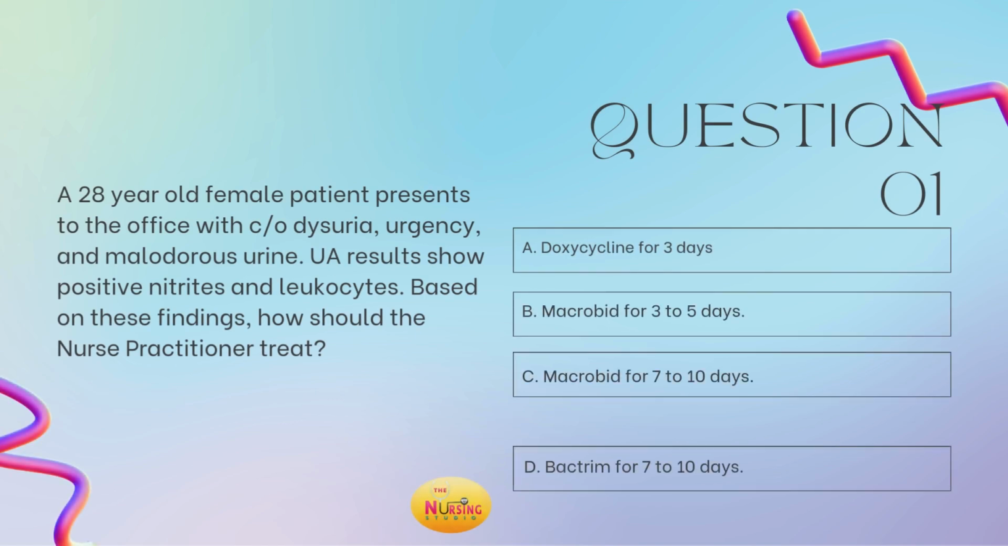Question number 1 states, a 28-year-old female patient presents to the office with complaints of dysuria, urgency, and malodorous urine. Urinalysis results show positive nitrites and leukocytes. Based on these findings, how should the nurse practitioner treat? Is it A, doxycycline for 3 days, B, Macrobid for 3 to 5 days, C, Macrobid for 7 to 10 days, or D, Bactrim for 7 to 10 days?